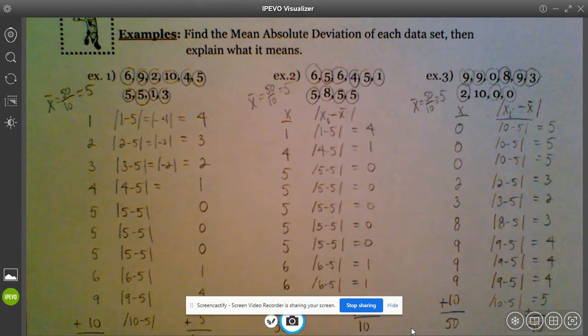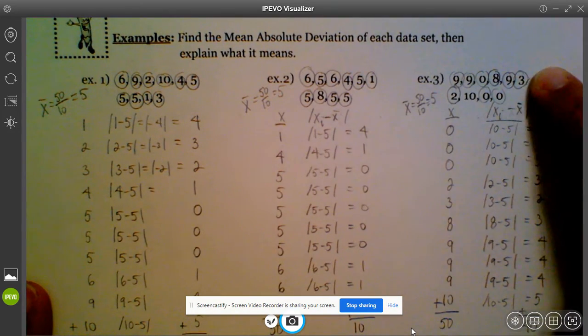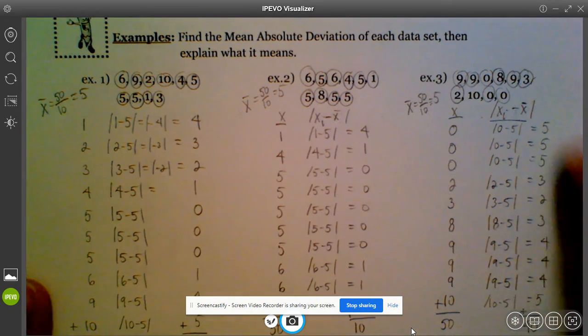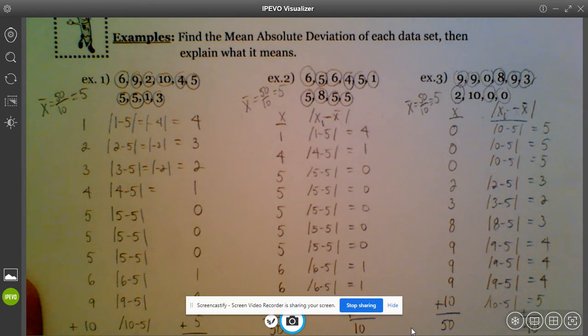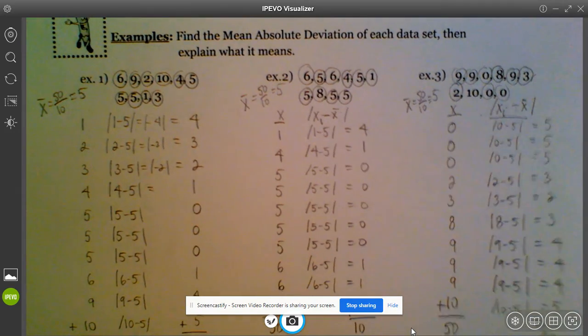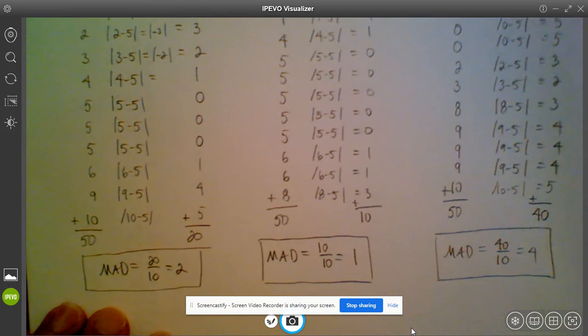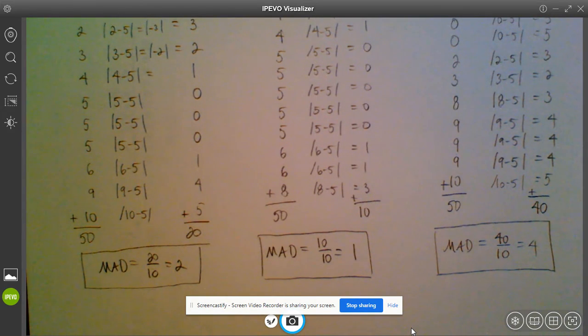So to summarize, we're going to find the mean of our set of numbers. We find the distance that each number is from the mean. We find the mean of the distances, and that's how we'll find the mean absolute deviation. And then when we interpret the mean absolute deviation, we're just looking for, loosely, the average distance from the mean. So here we calculate and we interpret, and you'll be all right.